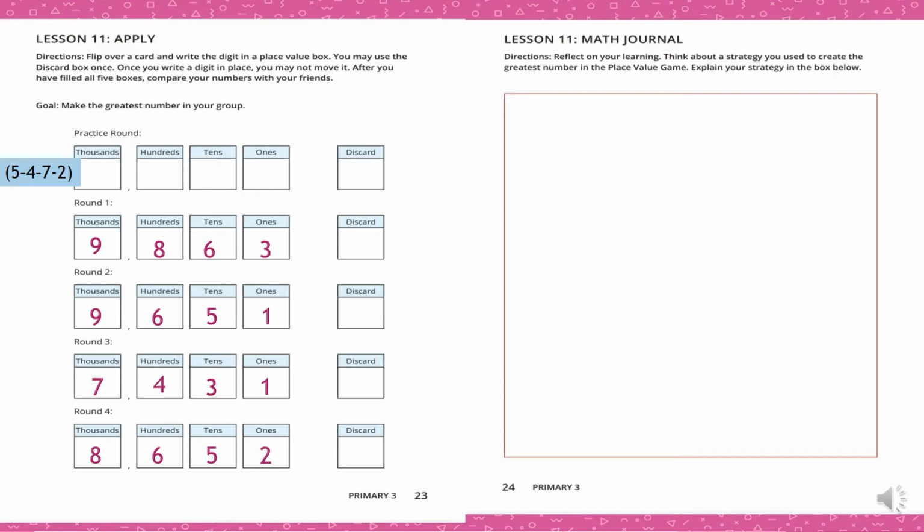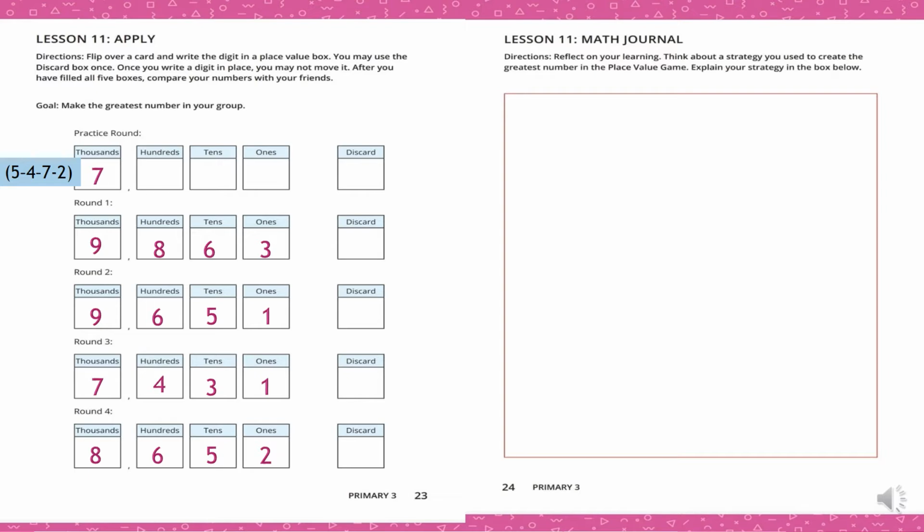The first card with us contains some digits: 5, 4, 7, 2. I want you to arrange these digits to make the greatest number. To make the greatest number from these digits, I should put the greatest number in the greatest place. These are 4 digits. It means ones, tens, hundred, and thousand. I will put the greatest digit in thousand to make the greatest number. So, what is the greatest digit here? 7. So, I will put 7.